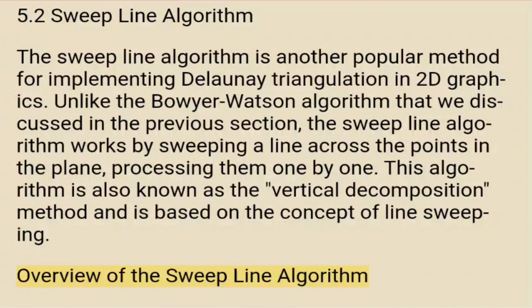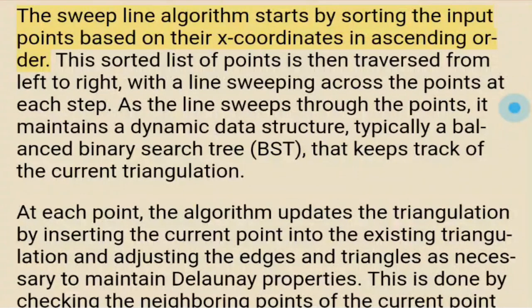Overview of the sweep line algorithm. The sweep line algorithm starts by sorting the input points based on their x-coordinates in ascending order. This sorted list of points is then traversed from left to right, with a line sweeping across the points at each step.